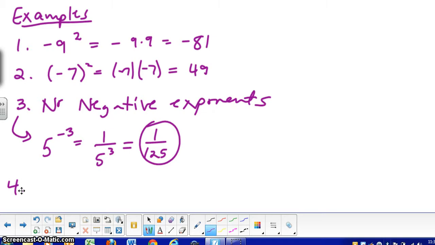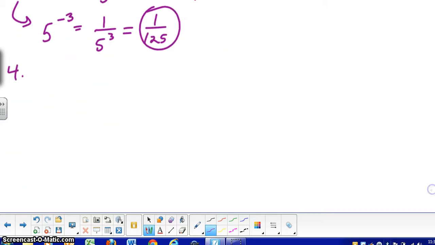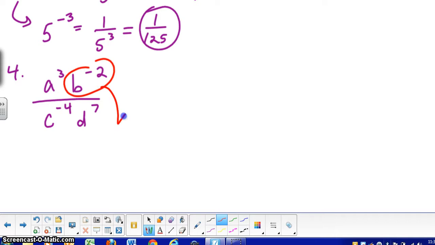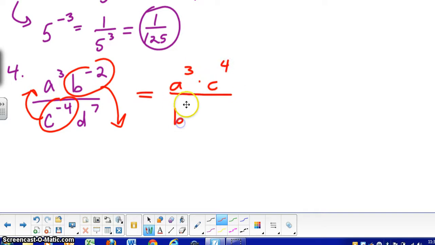More with negative exponents. What if we have a to the 3rd, b to the negative 2 over c to the negative 4, and d to the 7th. Okay, lots of different things going on there. If we want to get rid of the negative exponent, we're going to have to move this one into the denominator, and we're going to have to move this one into the numerator. So what that's going to look like as a final answer is a to the 3rd, c to the 4th, and b to the 2nd, and d to the 7th.